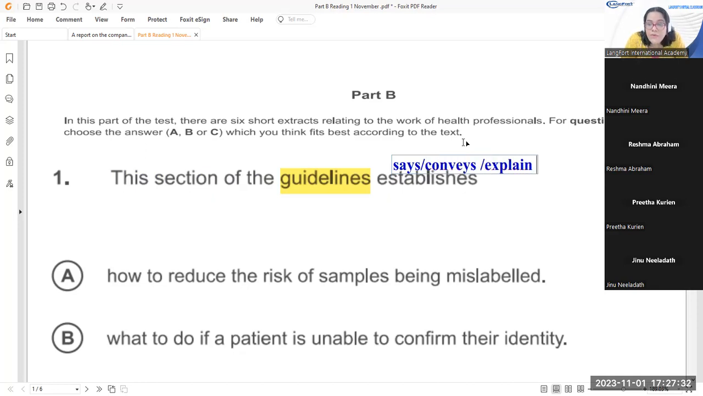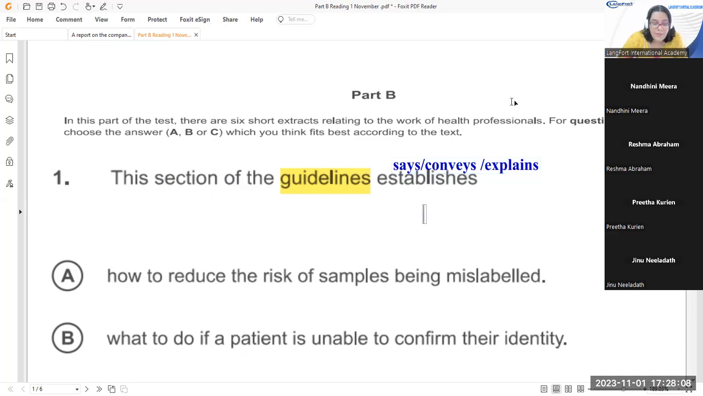Which again brings me to an important thing. After today's session, if you get some time, go to the Cambridge Dictionary, Google it, and type the meaning of the word establish and find as many meanings as you can for the verb establish. There are many meanings. In certain places it means find out, in certain places it means implement, or introduce, or conveys, explains, or says. So make sure to find as many meanings as you can for the verb establish.